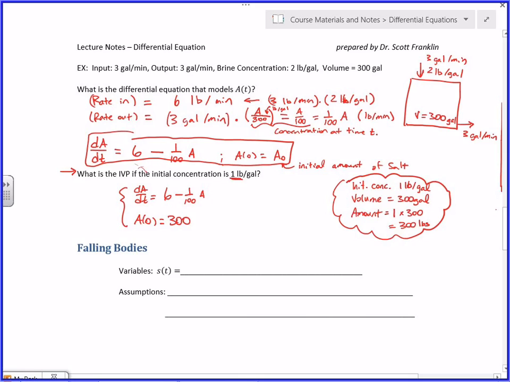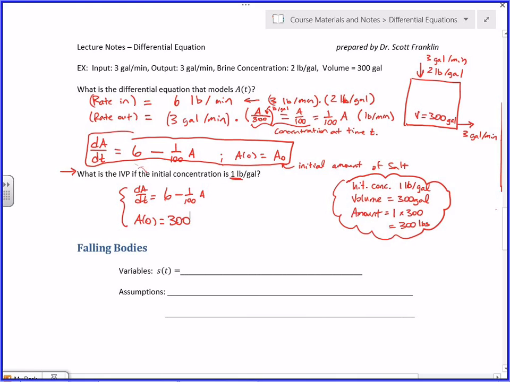The rate out, because it depends on the amount of salt which is changing, is where your variable typically shows up. It's how fast it's going out times the concentration at a given time, which is always the amount divided by the volume. A over the volume.